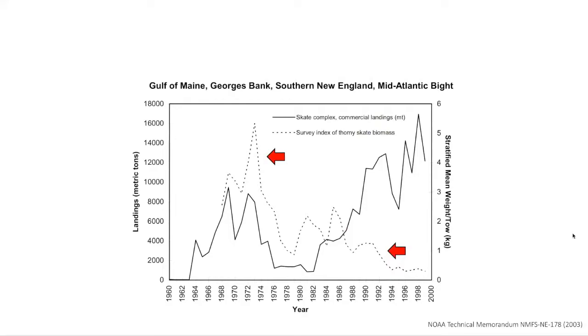But you can also see that there's a dotted line, which is a little bit alarming. This is the survey index of thorny scapes, the biomass. And that, since the peak in the early 70s, has actually been trending downwards to an alarming degree. And the last date here you see on this graph is 2000.